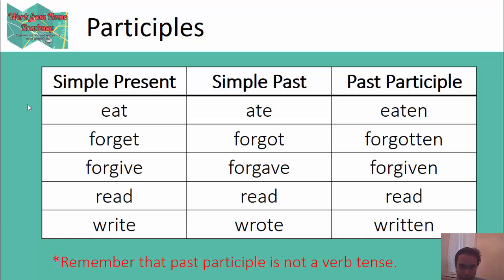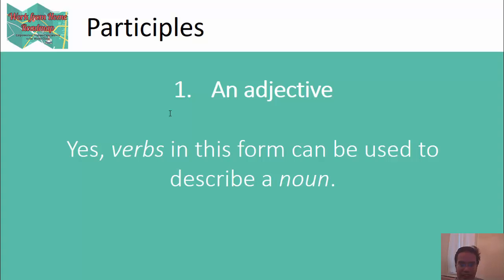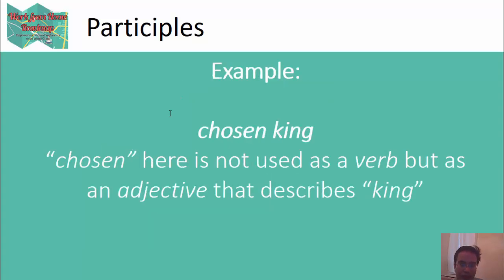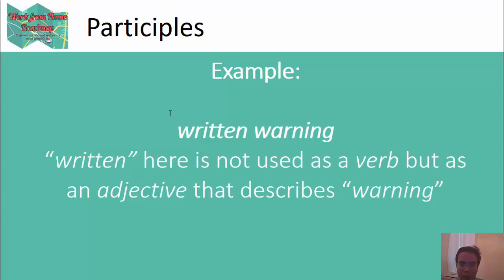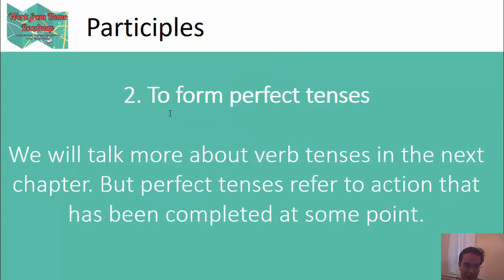It's pretty confusing, right? A past participle can be used as an adjective. Yes, verbs in this form can be used to describe a noun. For example, chosen king. Chosen here is not used as a verb, but as an adjective that describes king. Written warning. Written here is not used as a verb, but as an adjective that describes warning. Forgotten promise. Forgotten here is not used as a verb, but as an adjective that describes promise.